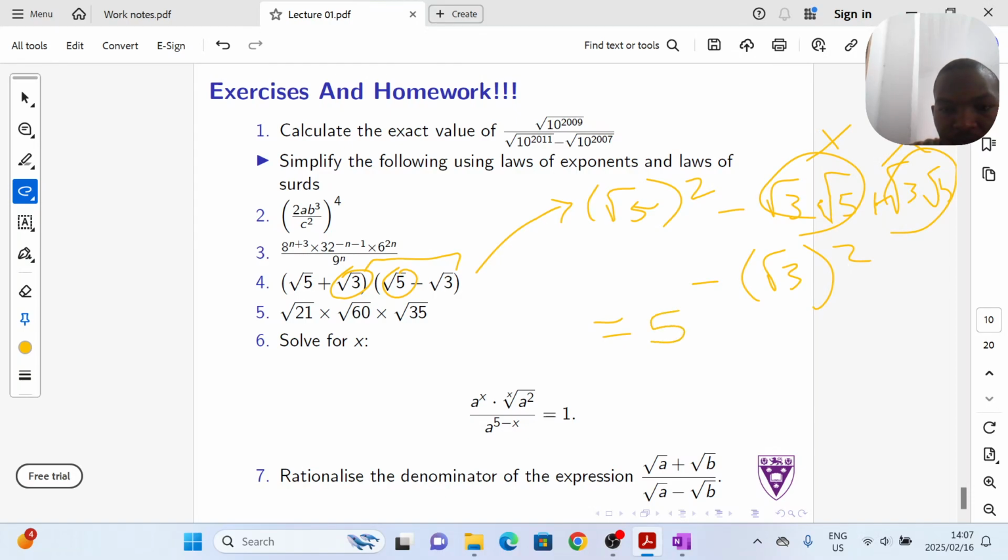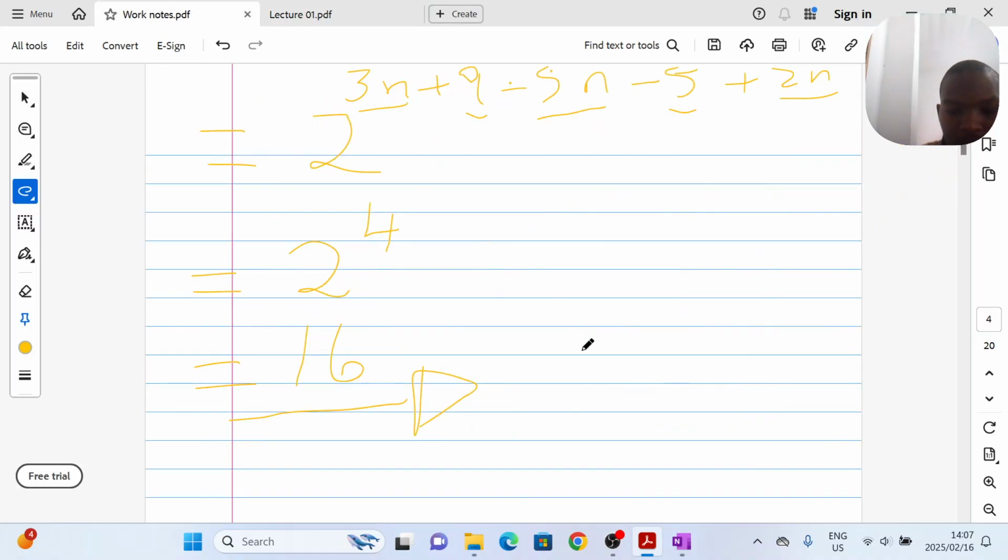We do the same thing here with the square root 3 squared. We're going to have minus 3. So the answer we're looking for here is a 2. That's how simple this is. And now this part over here is the one that we'll deal with. Let's go to this side for it.